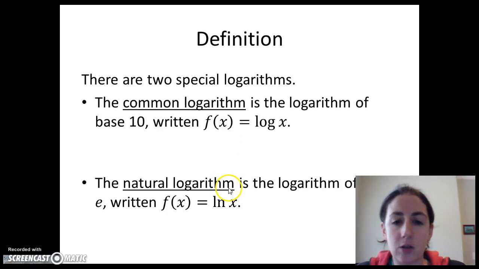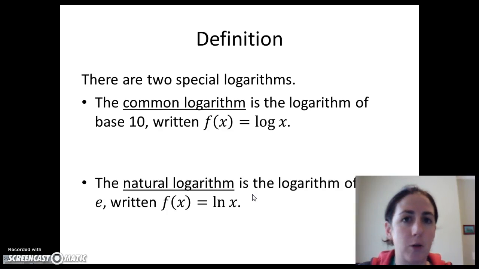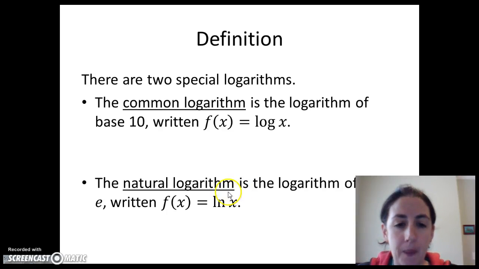The other one is the natural logarithm. This is the logarithm base e. E is that natural base we talked about in 5.1. So f of x equals the natural log, ln for log natural, but we would call it the natural log of x. And you have to know that the base of this logarithm is e.